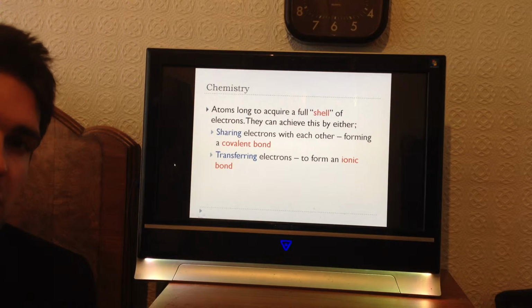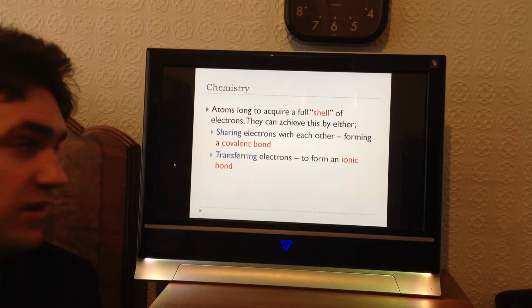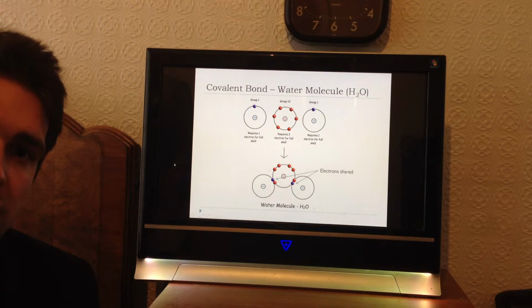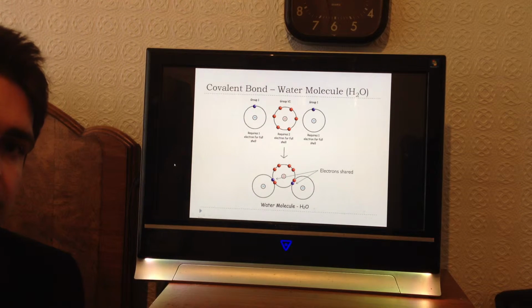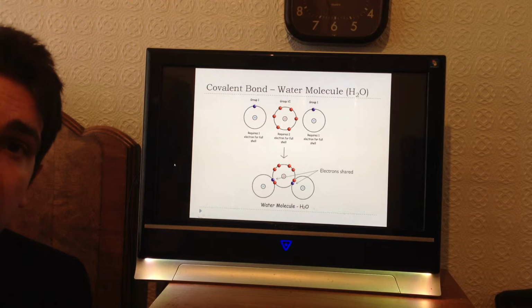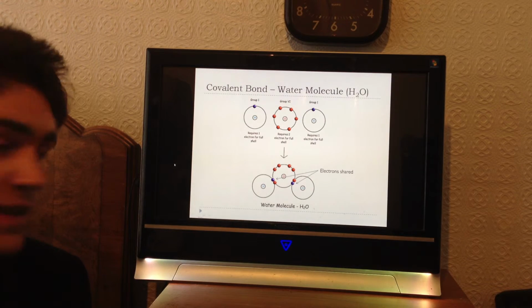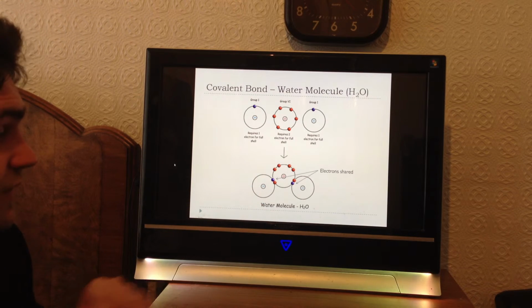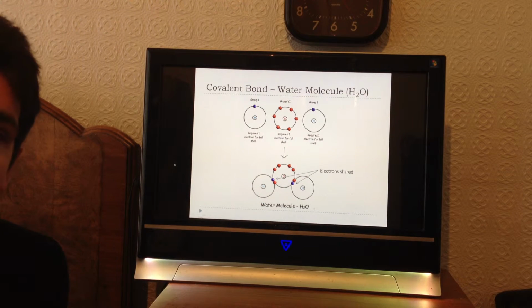The example we'll use for covalent bonding is that of a water molecule. A water molecule contains 6 outer electrons and it requires 8 to fill its shell. The two hydrogens on the side need 1 electron to fill their outer shell. By sharing electrons at these 2 points, forming a bond, every atom within that molecule has satisfied its full shell.